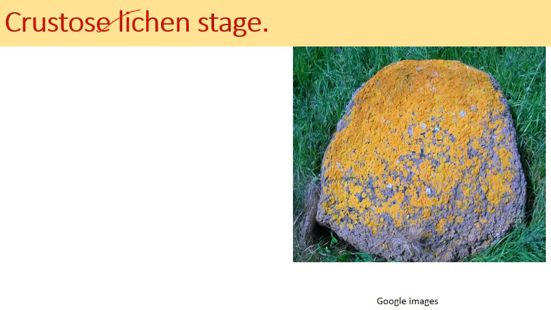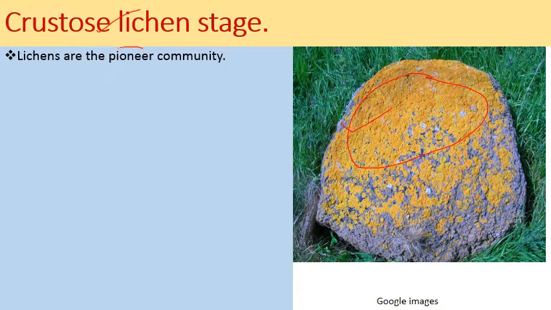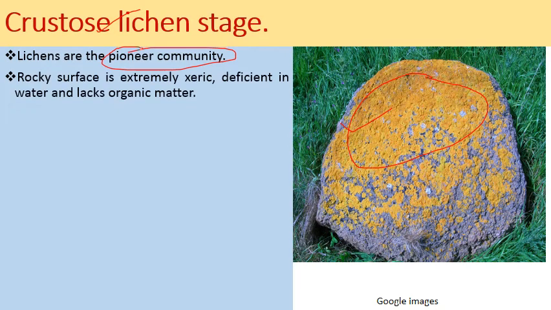सो फर्स्ट पायोनियर और फाउंडर स्टेज इन केस ऑफ Xerarch सक्सेशन इज क्रस्टोज लाइकन स्टेज. सो दीज आर द सिंपलेस्ट लाइकन्स एज वी कैन सी इन दिस पिक्चर. सो दीज आर द लाइकन्स विच फॉर्म्स अ क्रस्ट लाइक स्ट्रक्चर, अ पेपरी कवरिंग ऑन द सर्फेस ऑफ रॉक. सो दिस टाइप ऑफ लाइकन इज नॉन ए क्रस्टोज लाइकन. सो लाइकन्स आर द पायोनियर कम्युनिटीज, and in lichens they are the crustose lichens.